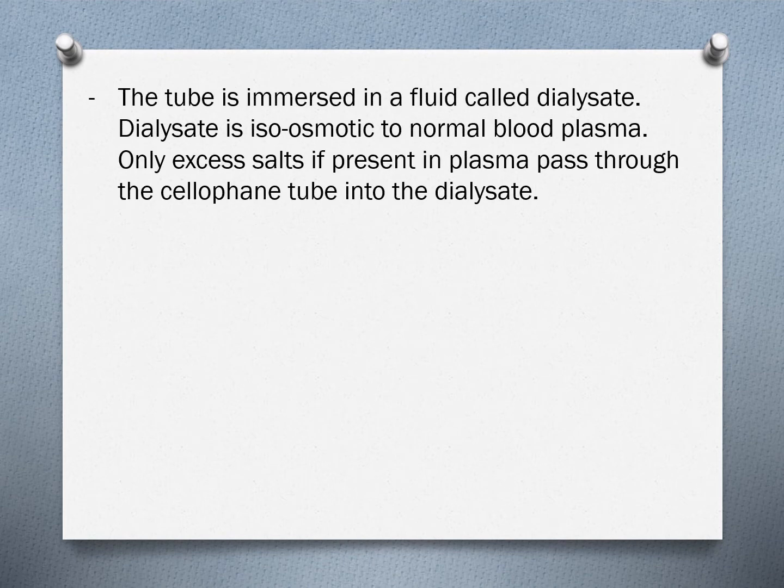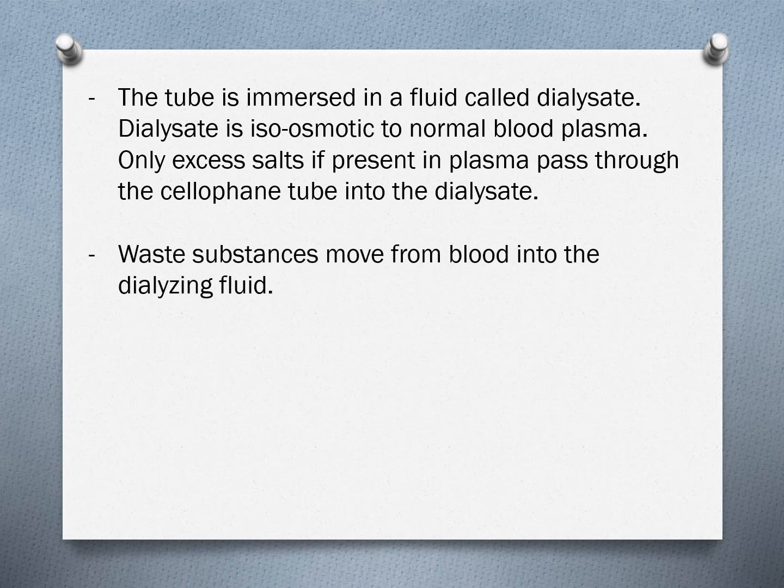The tube is immersed in a fluid called dialysate. Dialysate is isoosmotic to normal blood plasma. Only excess salts, if present in plasma, pass through the cellophane tube into the dialysate. Waste substances move from blood into the dialysing fluid. Filtered blood is returned to the vein.